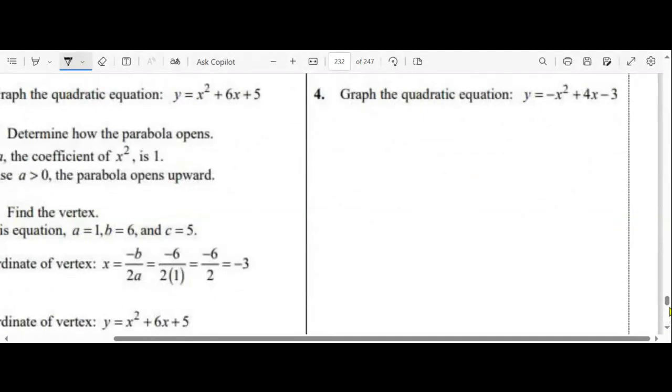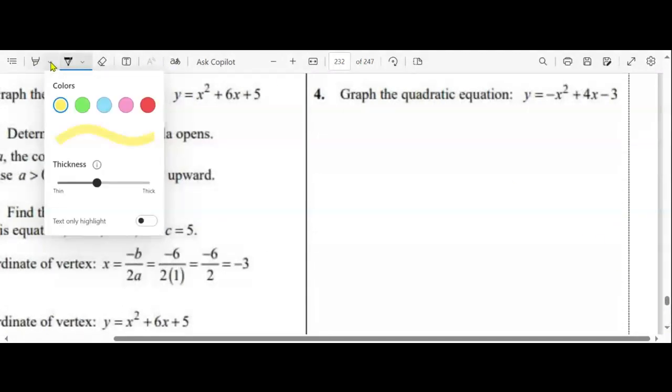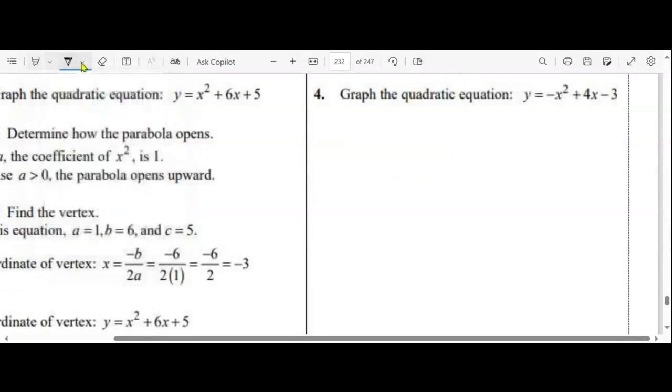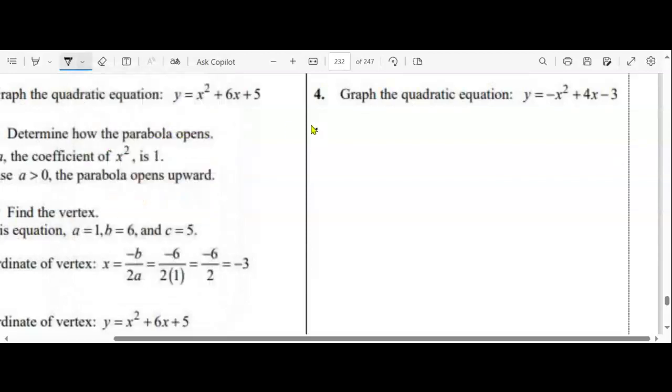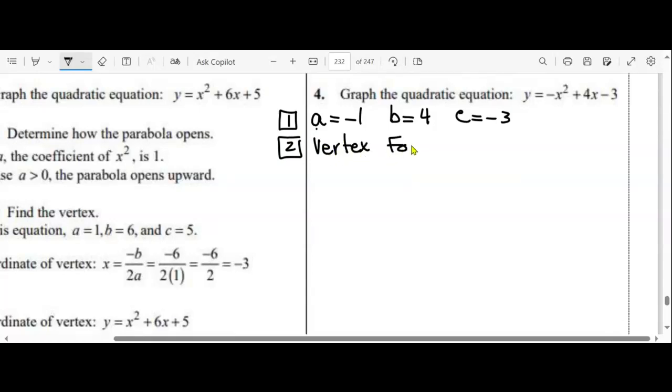Graph the quadratic equation y equal minus x squared plus 4x minus 3. Okay, so the first number one, I have to find how much is a. How much is a, Muhammad? A is negative 1, b is 4, and c is negative 3. Okay, how can I get the vertex using the formula? So you're going to apply the values into the formula.